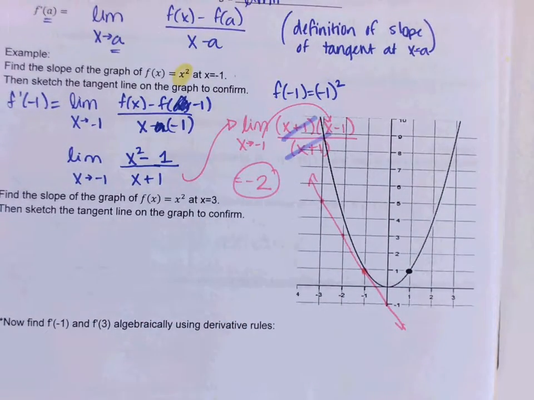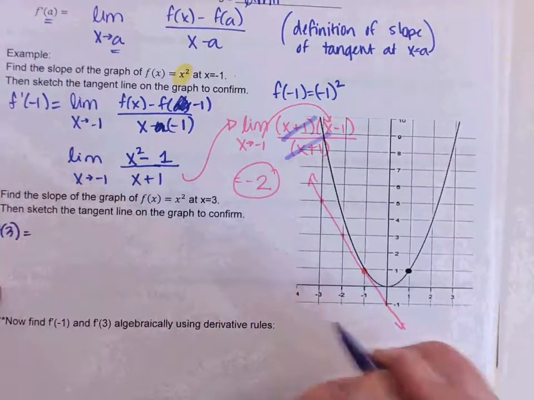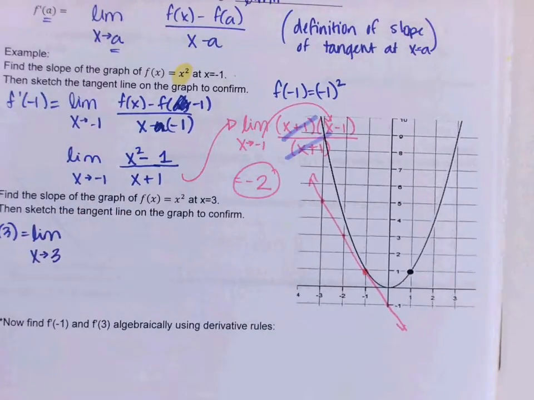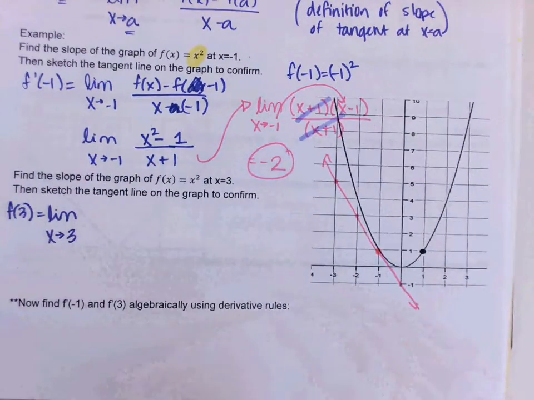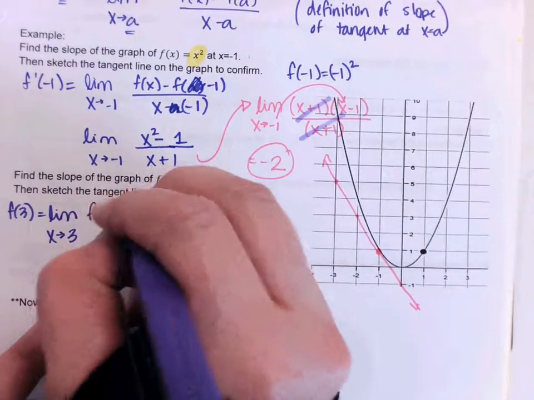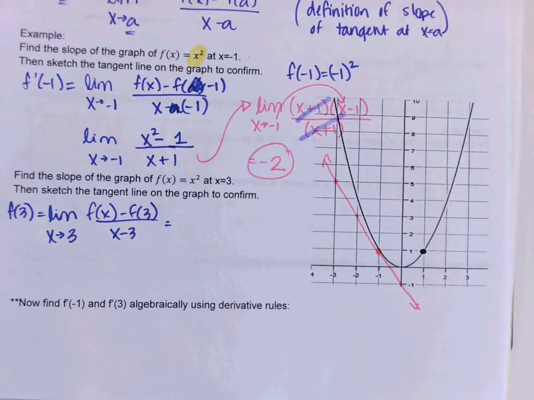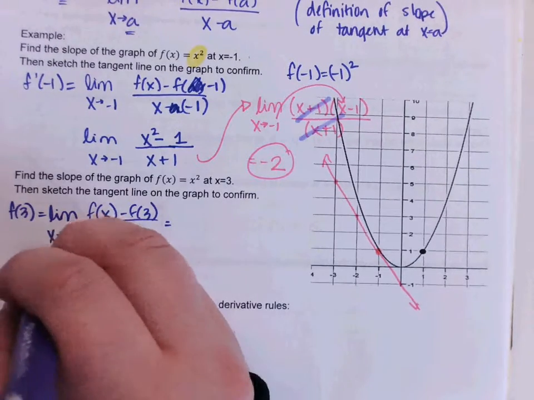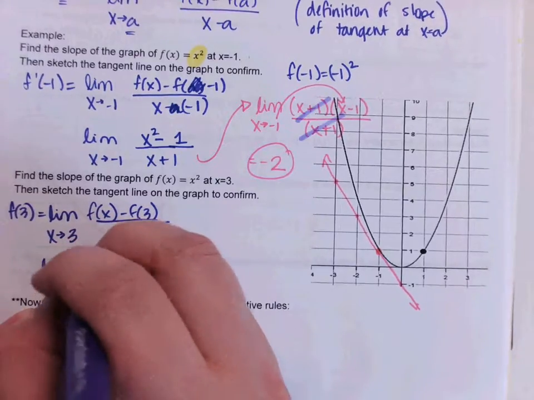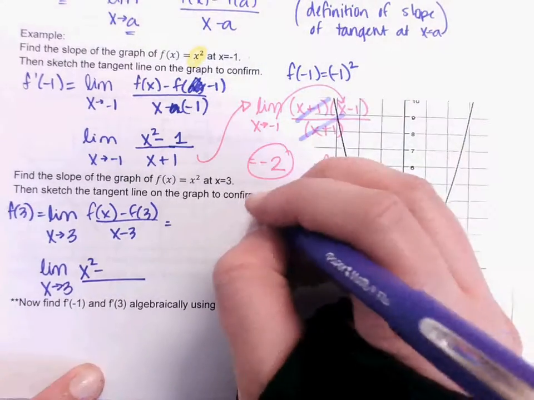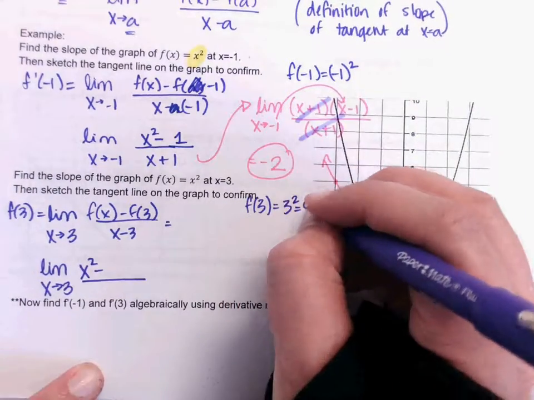So I want f prime of 3. Limit. What is x approaching then in the definition? 3, because that's my a value. And then I'm going to do f of x minus f of 3 over x minus 3. Okay, now let's plug everything in and turn it into an equation. So what is f of x still? x squared. And what is f of 3 if I plug it in? f of 3 is 3 squared, which is 9.